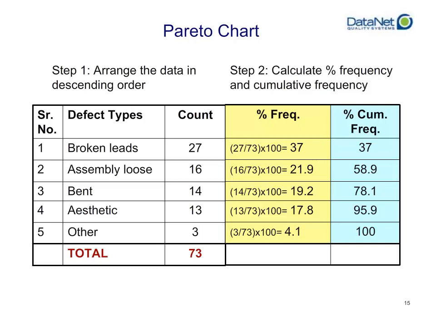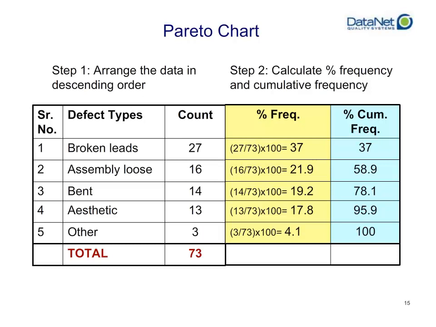As they're sorted now, you can then go about calculating the percent frequency out of a total of 73 count. You have 27 out of 73 times 100 gives you 37%. That's for broken leads. For assembly loose, you can go ahead and take 16, divide that by 73, multiply it by 100, and get 21.9%. You continue to do the calculation for each one of these different defect types.